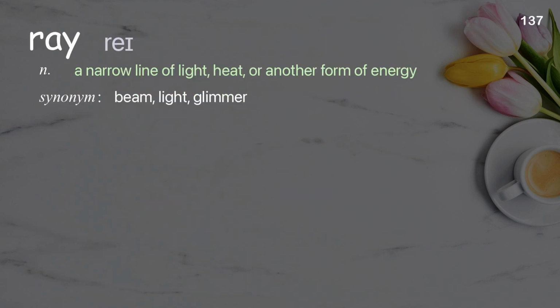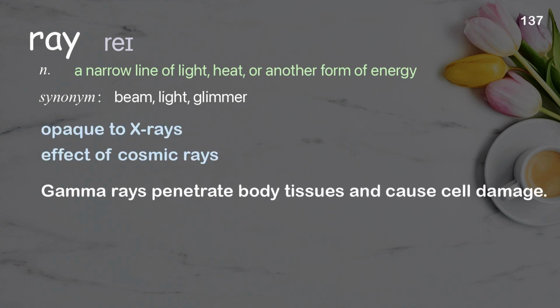Ray. A narrow line of light, heat, or another form of energy. Examples: opaque to X-rays. Effect of cosmic rays. Gamma rays penetrate body tissues and cause cell damage.